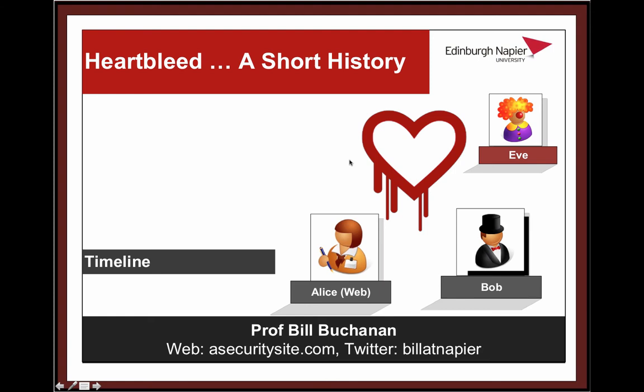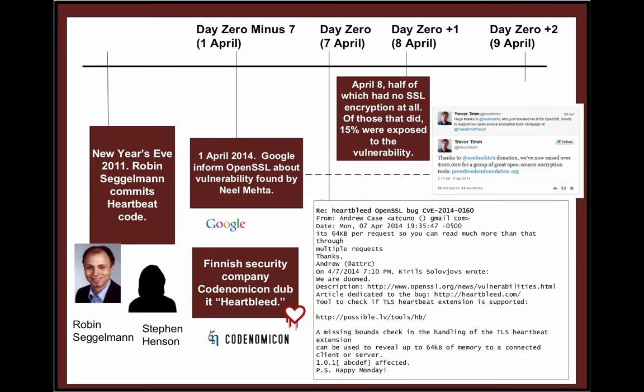And so for our final section, let's have a look at the timeline of what happened before, during and after the Heartbleed vulnerability was announced. So the rough timeline was something like this. So Robin implemented the code around Heartbeat. It was committed New Year's Eve 2011. Roughly 2 years and a bit later, it was actually discovered. So it had been around for 2 years and lay undiscovered.